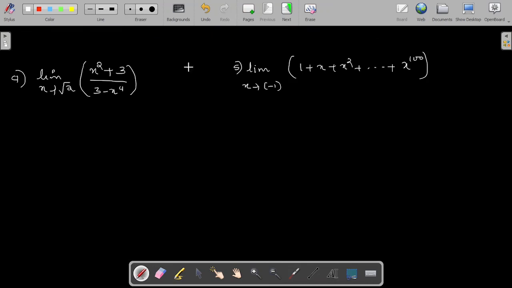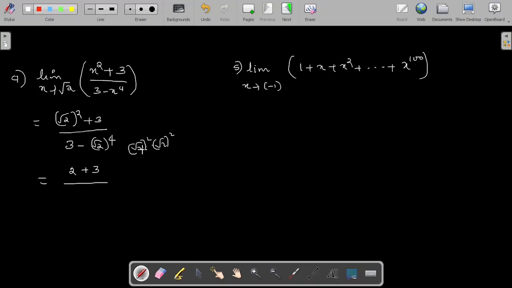Now in this case, for the limit of the function as x tends to root 2, directly apply x equal to root 2. So root 2 whole square plus 3 divided by 3 minus root 2 to the power 4. This is equal to, square root and square cancel, 2 plus 3 divided by 3 minus root 2 whole square into root 2 whole square. This can be written as 2 whole square into root 2 whole square. So 2 into 2, the square roots cancel. 2 twos are 4. So 3 minus 4. This gives you minus 5.